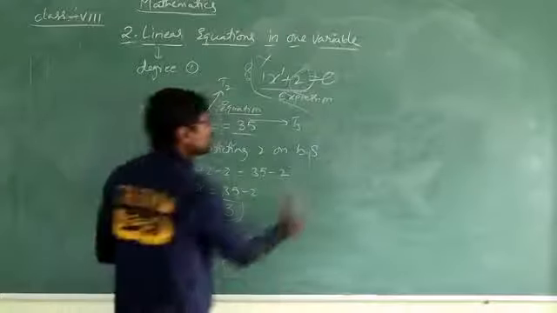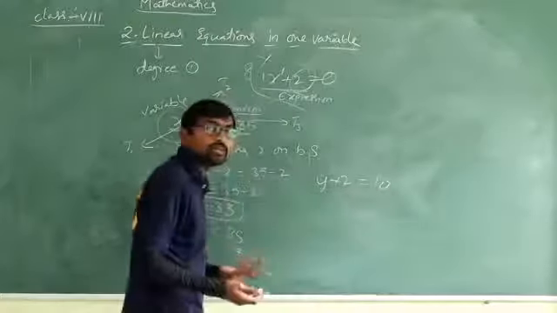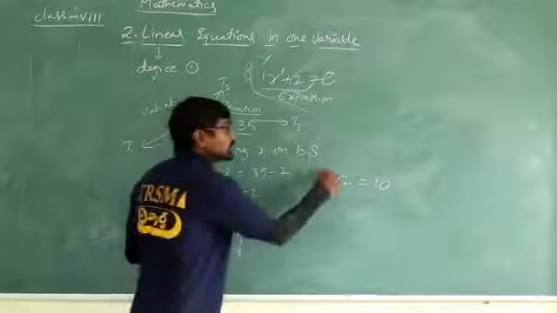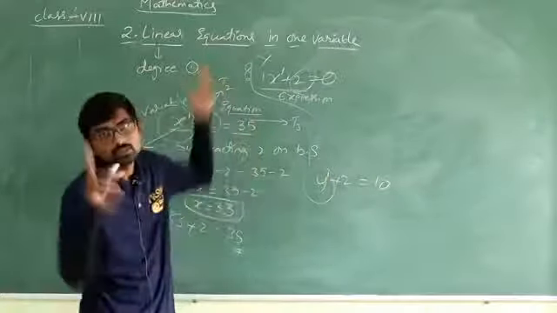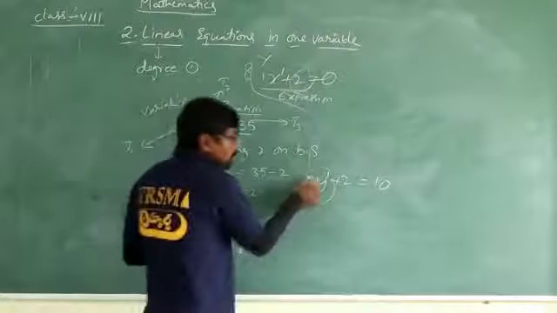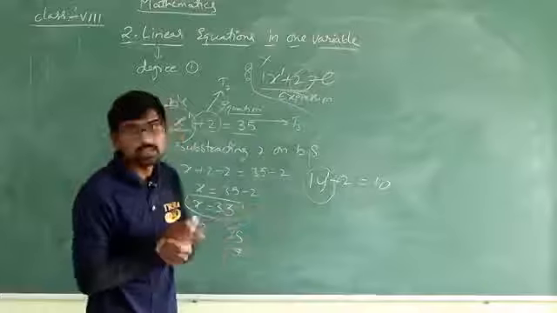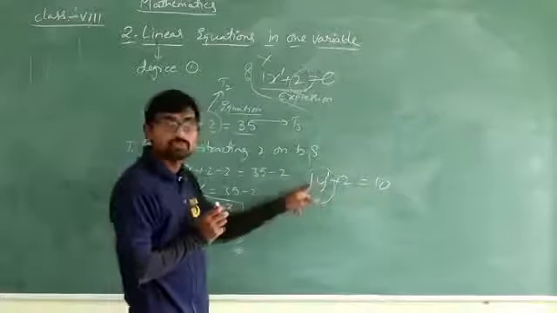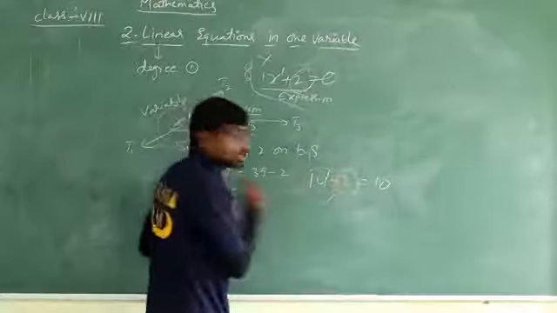If I give you one more equation, y plus 2 is equal to 10, how many variables are there? Only one variable. What is the degree? We have to check the power. Greatest power is 1, so therefore it is called linear. Degree is 1, linear. Y is multiplied by what? Nothing, so therefore 1 is there, so the coefficient of y is 1. The number behind y is called the coefficient. This is the constant.